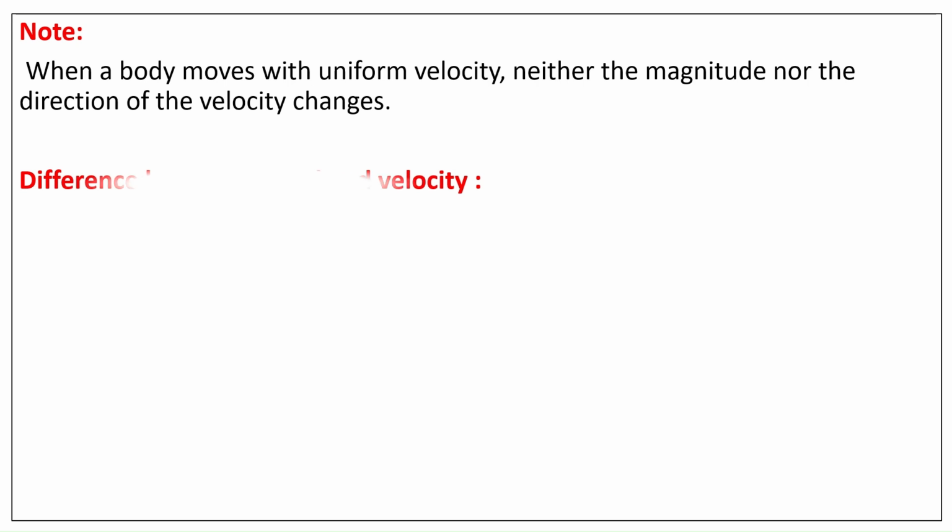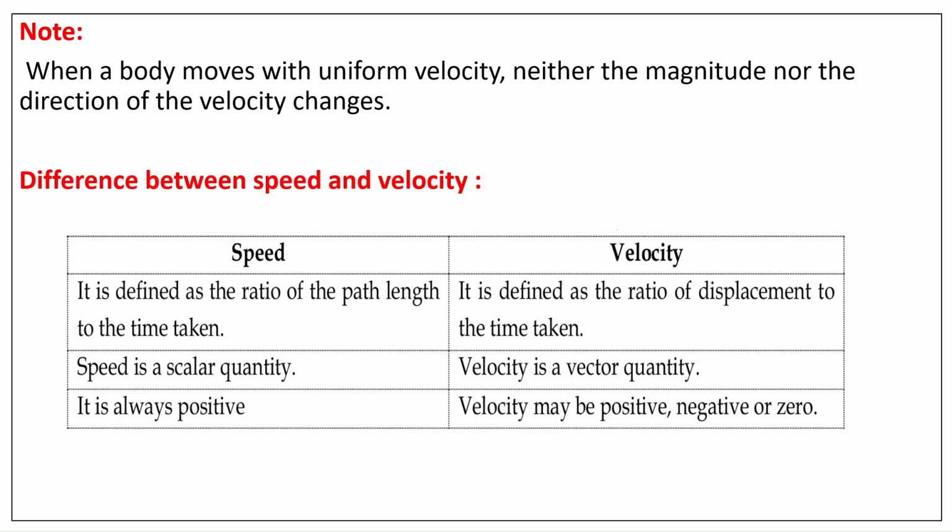Difference between speed and velocity. Speed: it is defined as the ratio of the path length to the time taken. Velocity: it is defined as the ratio of displacement to the time taken. Speed is a scalar quantity. Velocity is a vector quantity. Speed is always positive. Velocity may be positive, negative or zero.